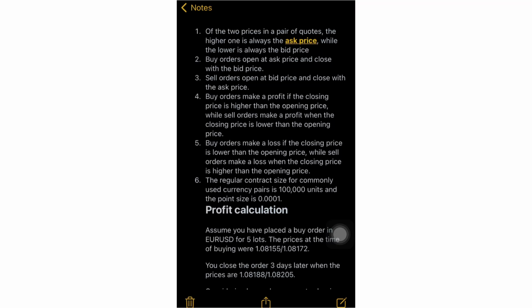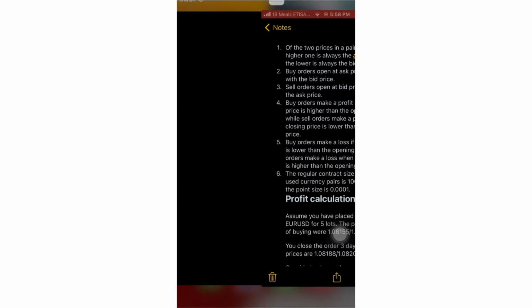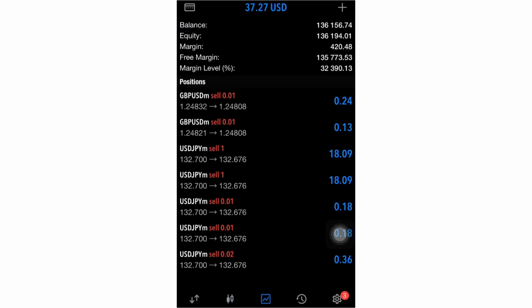You can write it down. Number one, I told you first, I said of the 2 prices in a pair of quotes, the higher one is always the ask price, while the lower is always the bid price. That's what we said. We now further said, I gave you a practical example just now, this theory. The buy orders open at, sorry, let me close this trade. Oh, it's even running in profits anyway, but let me just close it because it's not a planned trade.